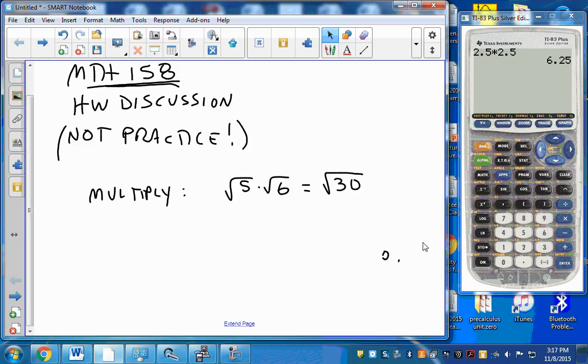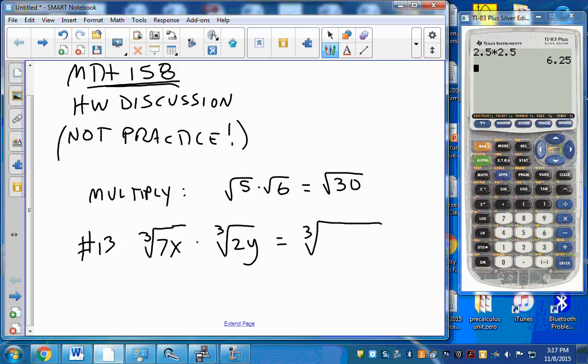Okay, let's look at number 13. Number 13 says you're multiplying the cube root of 7x times, using the dot for multiplication, the cube root of 2y. And again, we simply multiply the radicands. We leave the index the same. So this is the cube root of 2 times 7 is 14, and x times y. That's it. These problems go fairly quickly.